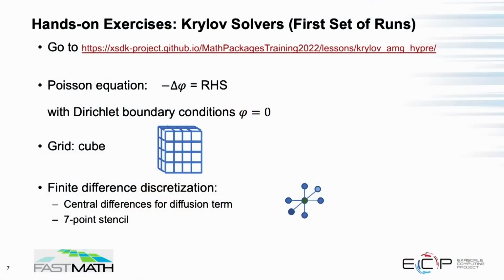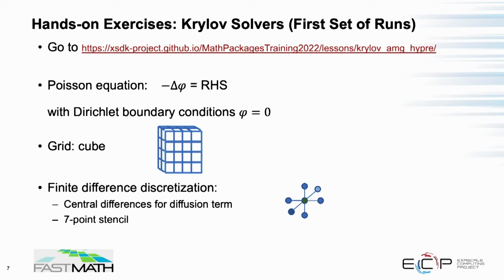So I am going to let y'all go through a set of hands-on experiments. I put the link in the Slack channel. What I'd like y'all to do is go through the first set of runs. They're grouped into 3 sets on that page. And basically here you're going to be experimenting with HYPRE's GMRES, preconditioned conjugate gradient, and BiCGSTAB, and also play around with that restart parameter for GMRES.